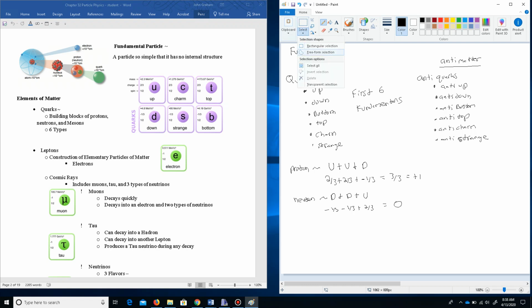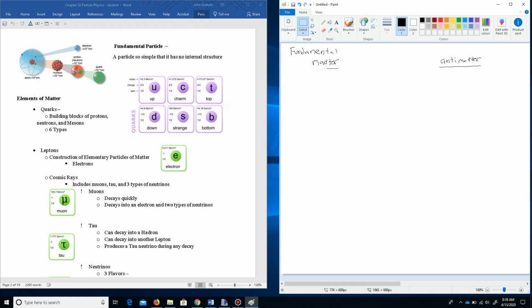Let me erase this part of it. The next ones are what we call leptons. Okay. The biggest one, I guess the most common one, is electrons. And this is what makes up matter. And then over here we have positrons. Okay, still leptons.